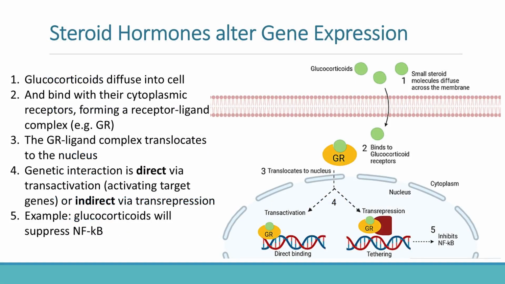Glucocorticoids, being lipid-soluble, diffuse through the cell membrane and bind intracellular glucocorticoid receptors to form a receptor-ligand complex. This complex enters the nucleus and regulates gene transcription. Two major mechanisms occur here. Transactivation activates anti-inflammatory genes, while transrepression suppresses pro-inflammatory transcription factors such as NF-kappa B. This suppression decreases cytokine production, inflammatory cell activation, and immune responses. This mechanism explains the powerful anti-inflammatory actions of glucocorticoids.